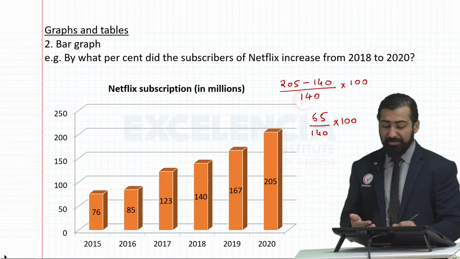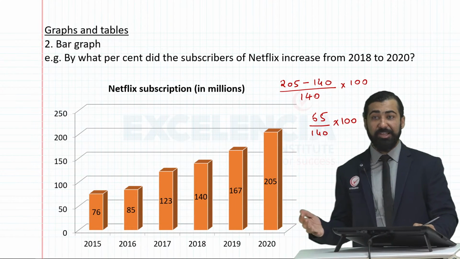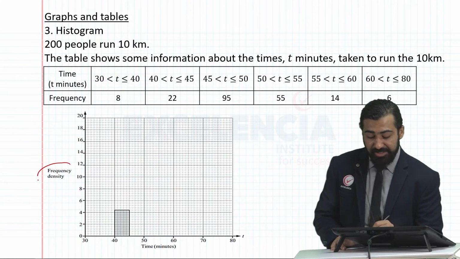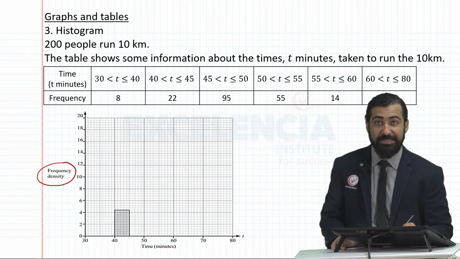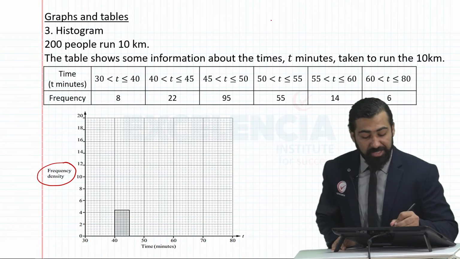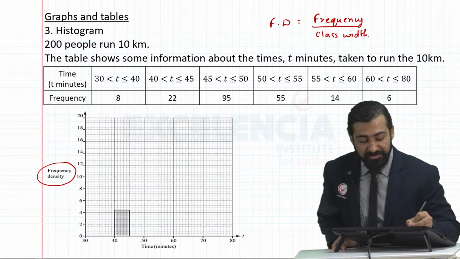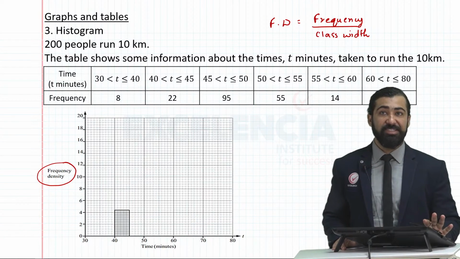In bar graph, the height of the bar is the number of whatever value you are looking at. In histogram, there's frequency density on y-axis rather than frequency, and whatever can be on x-axis. Now, do you remember we calculate frequency density by doing frequency divided by class width. Frequency divided by class width gives us frequency density.